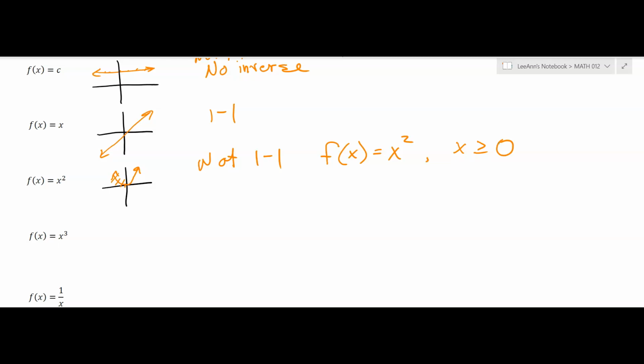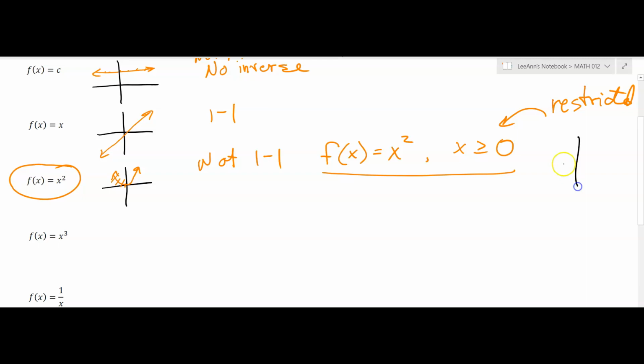Okay, so originally this quadratic function is not one-to-one. But over here, we restricted it. This is the restriction right here. We restricted the domain so that it will be one-to-one. Okay, now when you graph that function, you just have this part of the graph, and that is one-to-one. Okay, so that's what's happening there.